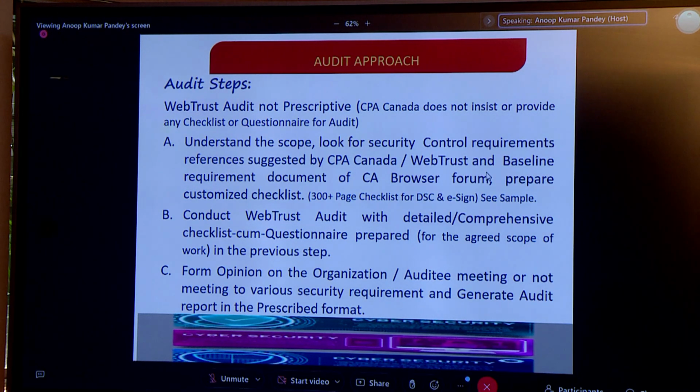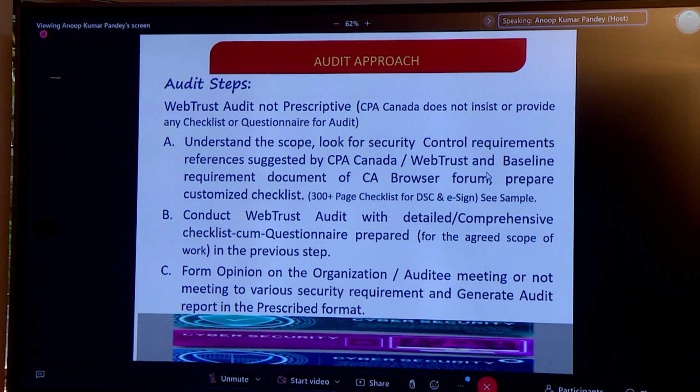I will show you one or two sample checklists. Even the previous speaker also showed some samples of the checklists we have generated or prepared. Those checklists are very detailed in nature because it is not the checklist we are going to submit to WebTrust. We have to form an opinion, and to form a concrete opinion, we have to give it to WebTrust and recommend a particular organization for certification, the WebTrust seal. In that course, we cannot leave any chances and we cannot miss out any of the control requirements.